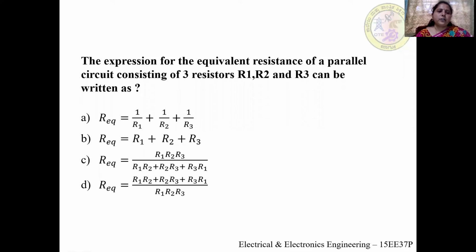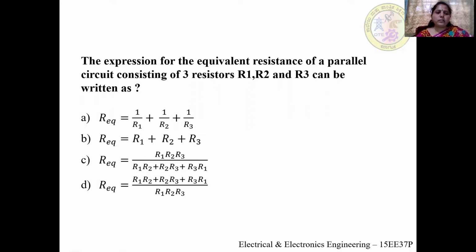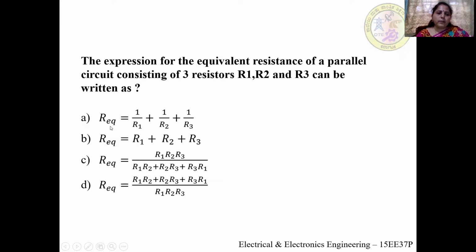We should see the next question now. The expression for the equivalent resistance of a parallel circuit consisting of three resistors R1, R2 and R3 can be written as. So here again you have four choices. So which is the right one? See, in the first expression, the right hand side expression, that is 1 over R1 plus 1 over R2 plus 1 over R3, this has to be equal to 1 over R equivalent. No, it should not be equal to R equivalent. So you cannot choose this as the answer.